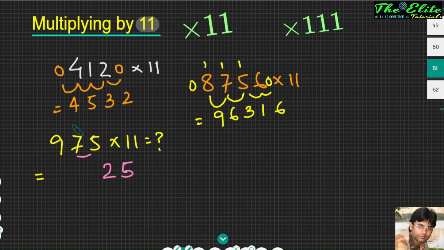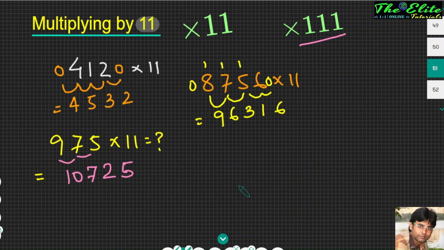Keep that 1 in your mind. 9 plus 7, 16, and that 1 makes it 17. 1 is again carried over. The last digit is 9, so 9 plus 1 makes it 10. So in order to do this directly, without making the pairs like this and putting the carried over numbers on the top, you can do it. It is very easy.